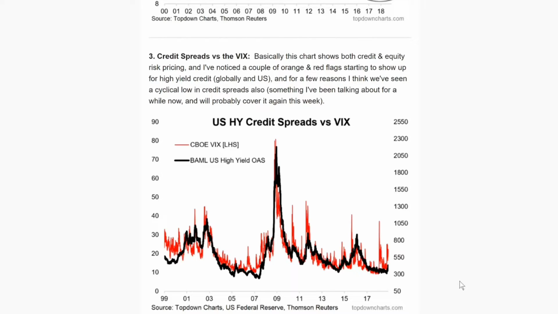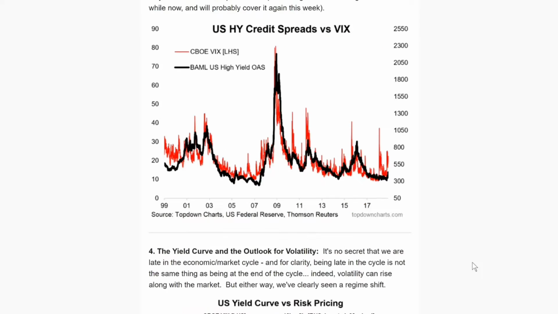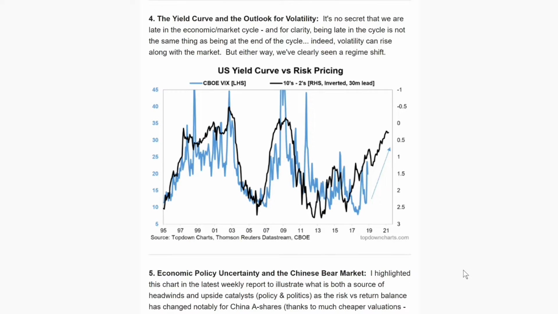And given the asymmetries in payoff profiles in credit versus equities. So number 4, the yield curve and the outlook for volatility. So I might just read out what I've written here first. It's no secret that we are late in the economic market cycle. And for clarity, being late in the cycle is not the same thing as being at the end of the cycle. Indeed, volatility can rise along with the market, but either way, we've clearly seen a regime shift.